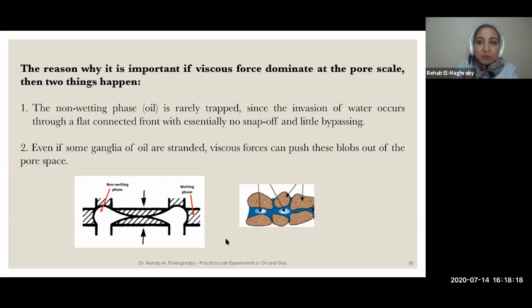This is an expression of where the water is just passing the oil and trapping it in the middle of the pore. This is the snap-off, or bypass.